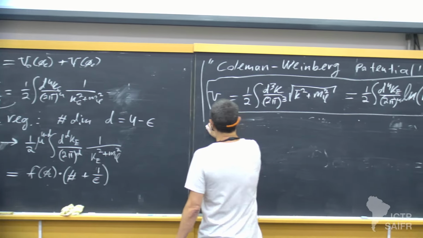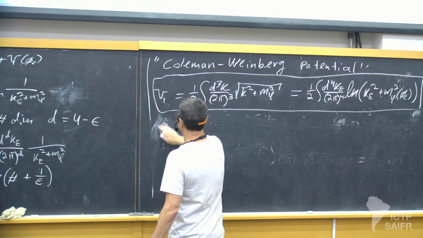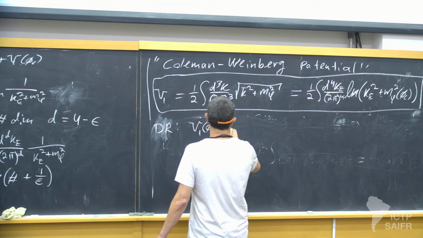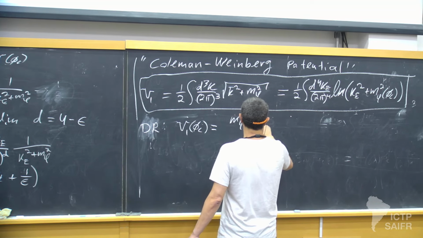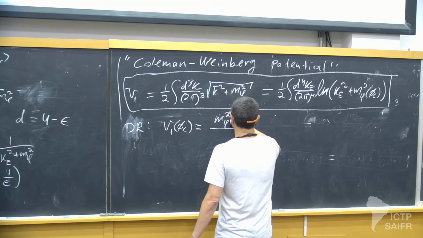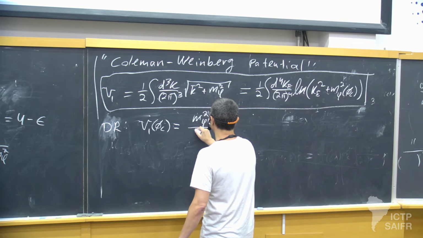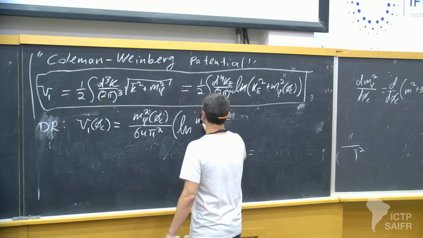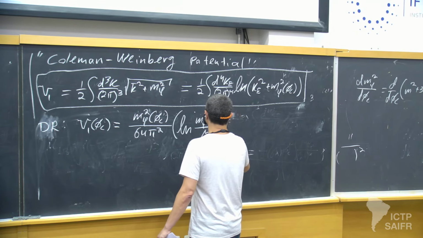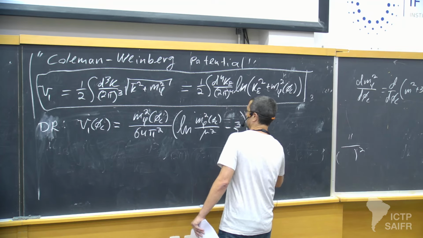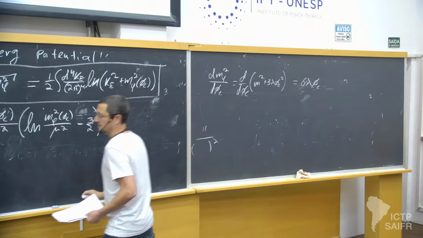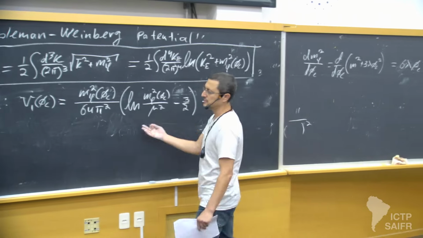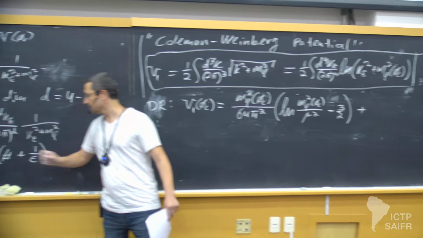The answer is that V1, in dimensional regularization, this V1 of phi_c is the following. You have this integral in my notes, and you have it in many books. So you get one part of the result. That's a part, if you want, the finite part that doesn't have the epsilon in it.